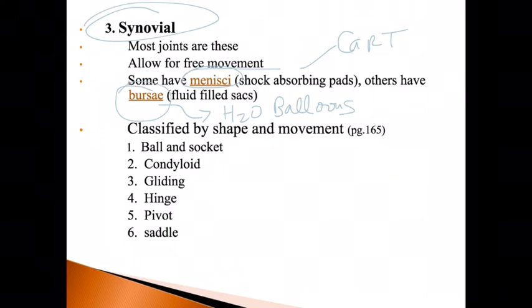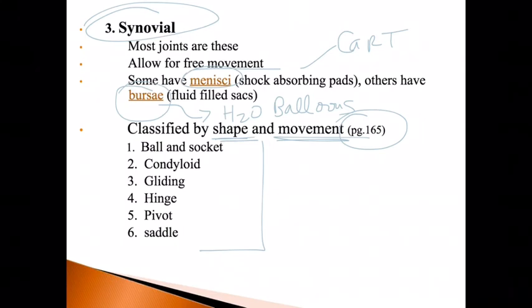These synovial joints are classified by their shape and by the movement that they do. If you look on page 165, these joints are all explained there, so take a look at them and take a look at that chart.